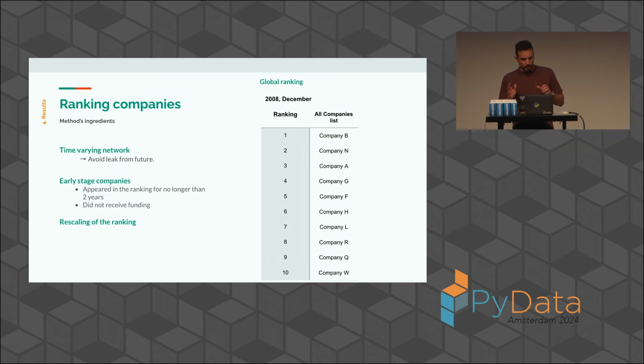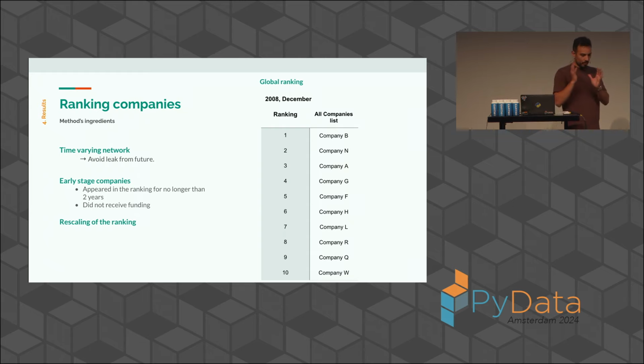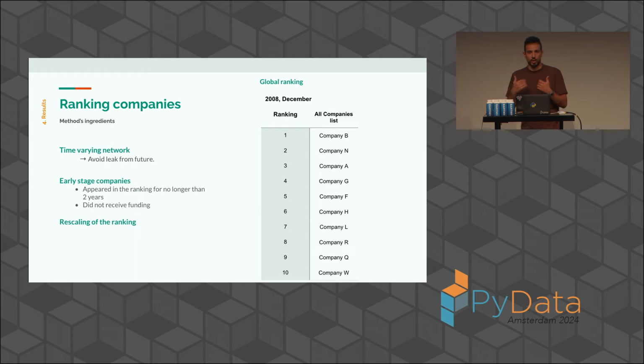So now what we want to do is, for each time frame of our network, rank all the companies available, and we want to avoid leaking any future information. That is done by looking at every timestamp and ranking things at a specific, in this case, per year-month pair.